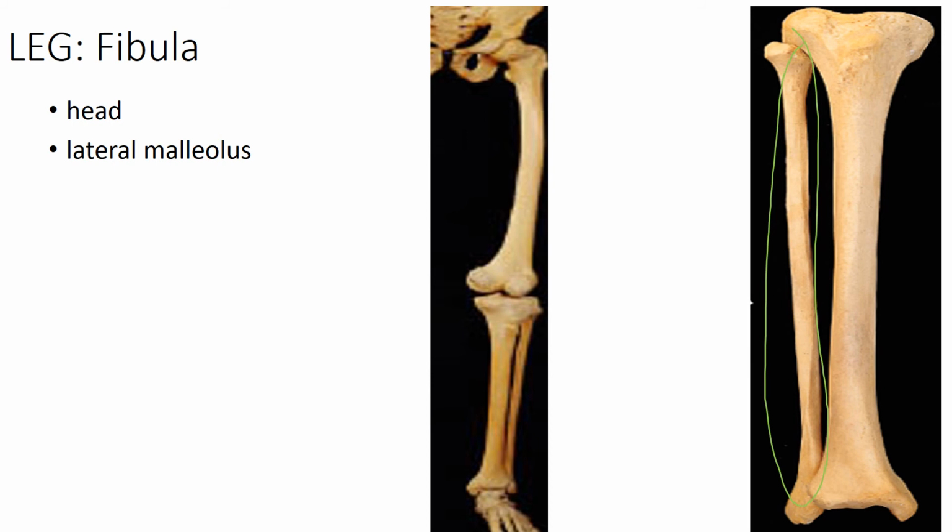We have the head of the fibula, which is going to be at the proximal end, and it is slightly inferior and posterior to the lateral condyle of the tibia. And then we have the lateral malleolus, and this is again what you can palpate at your ankle joint, and it's that lateral bump that you feel.